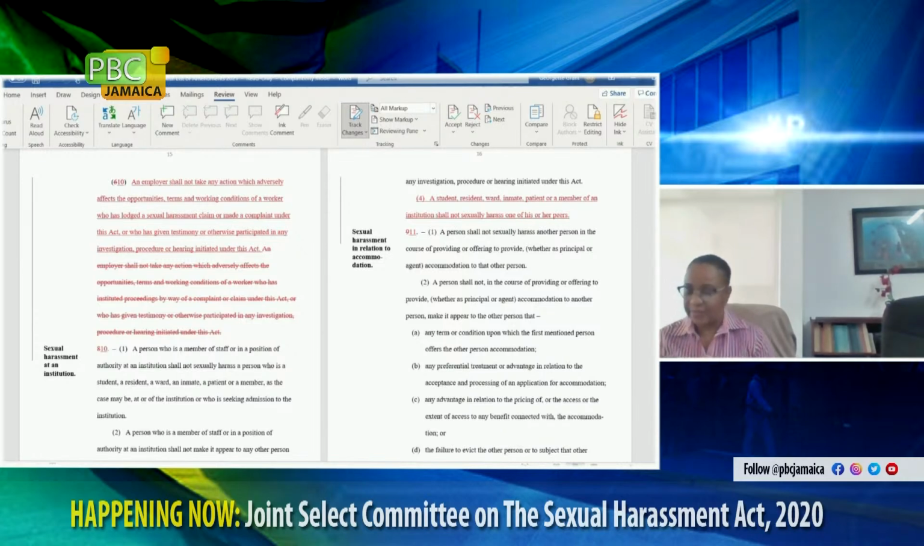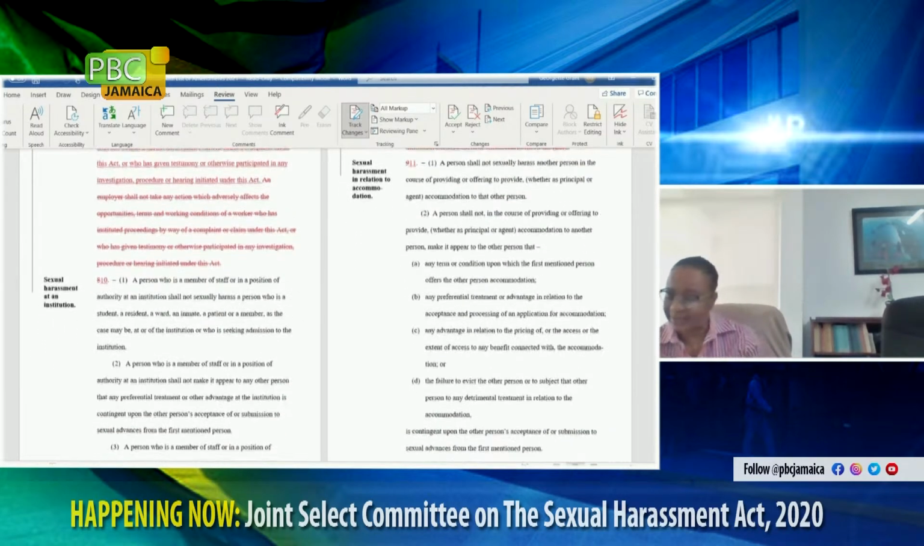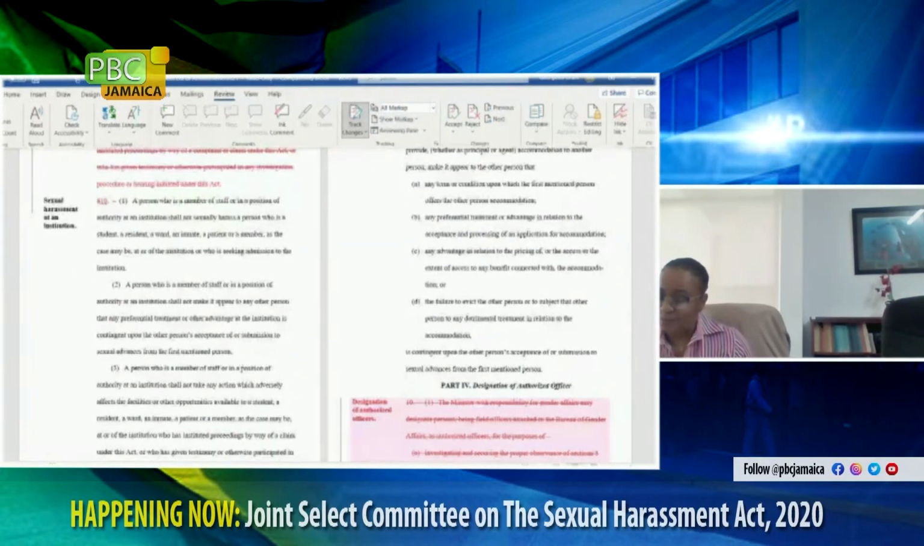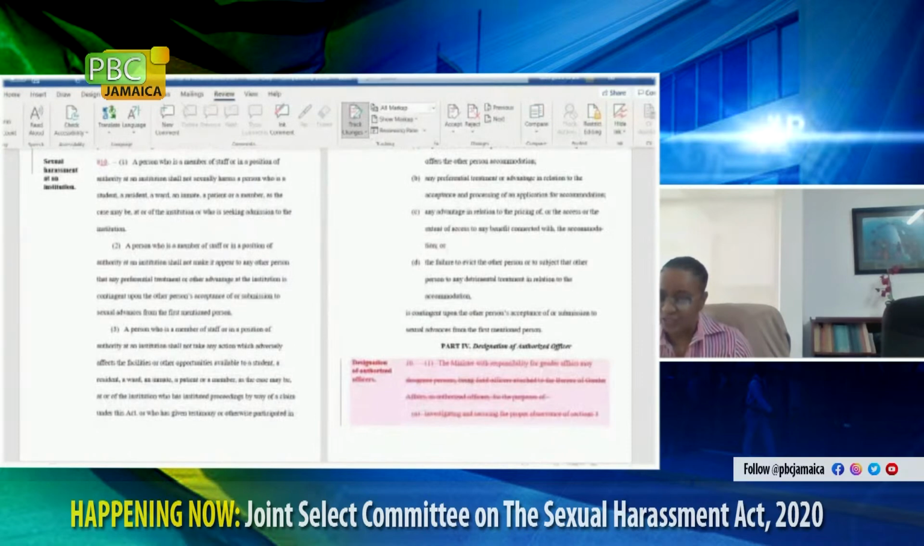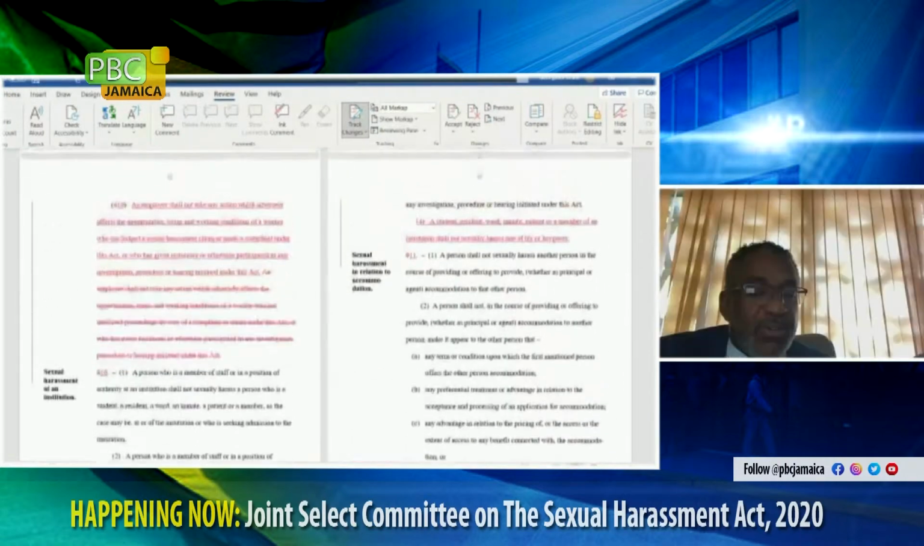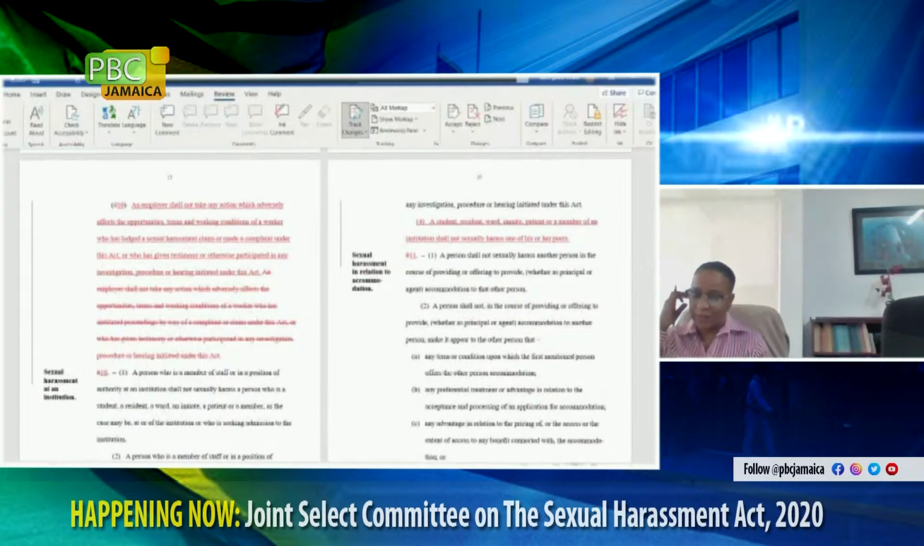And then we did the same thing to clause 8, the old clause 8, which is renumbered now as clause 10. A student, resident, ward, inmate, patient, or a member of an institution shall not sexually harass one of his or her peers. And that will take care of the student to student. So this is a peer-to-peer now? Yes, Chair. So once you have accepted that, we can delete the square brackets and move on to part 4 of the bill and go through the amendments.